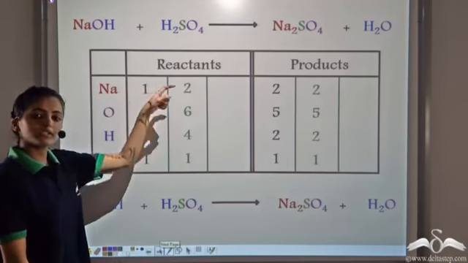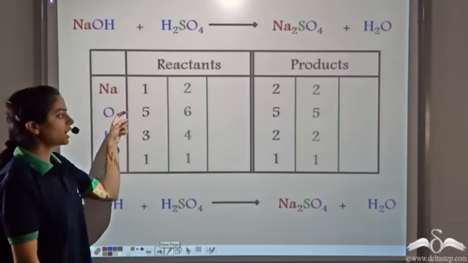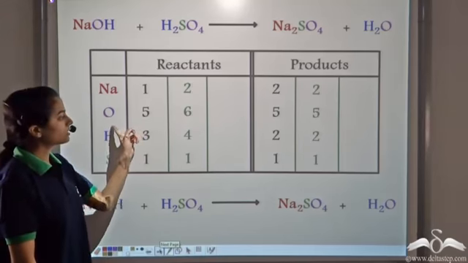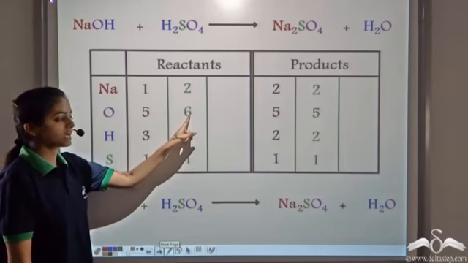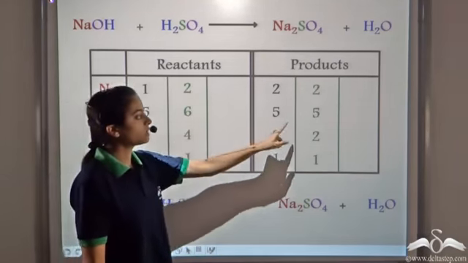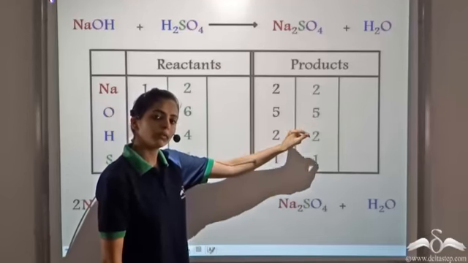Now our sodium is already balanced. Let's try to balance oxygen atoms. On the reactant side, we have 6 atoms of oxygen. On the product side, we have 5. So how can we balance this?